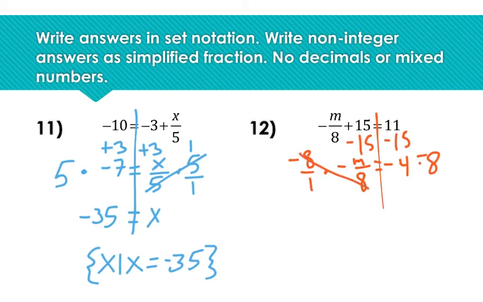8 divided by 8 is 1. And so 1 times m is m. So we have m by itself. And negative 4 times negative 8 is 32. So there's our solution, m such that m equals 32.